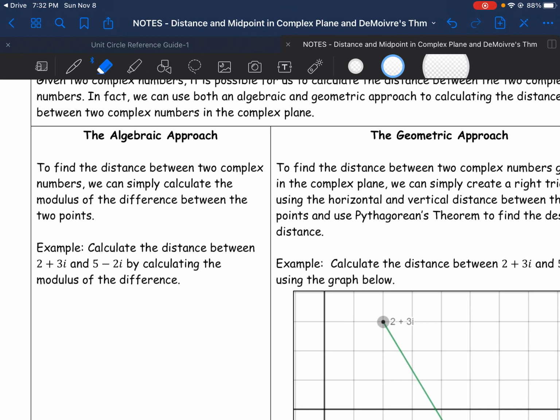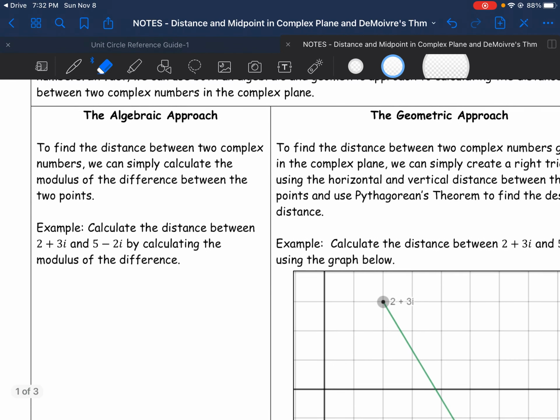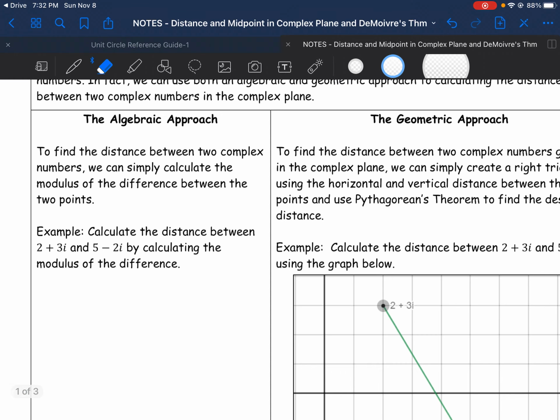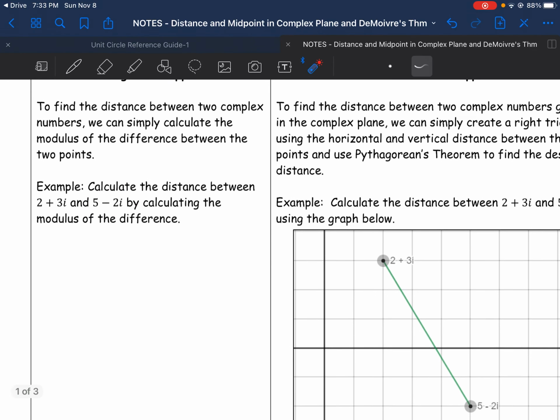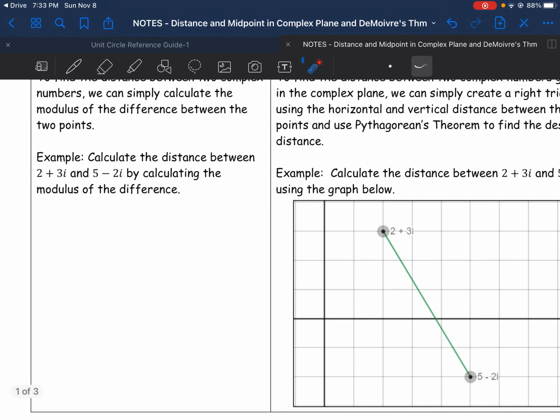Let's calculate the distance between 2 plus 3i and 5 minus 2i by calculating the modulus of their difference. Now, an interesting note is that it actually doesn't matter how we take the difference. We can either do 2 plus 3i minus 5 minus 2i, or we can do 5 minus 2i minus 2 plus 3i. I'm just going to go ahead and do 2 plus 3i minus 5 minus 2i, and then we'll take the modulus of that difference. The reason it doesn't matter which order we take the difference in is because when we take the modulus, we're going to be squaring terms. We know that when we square terms, we're going to get positive results.